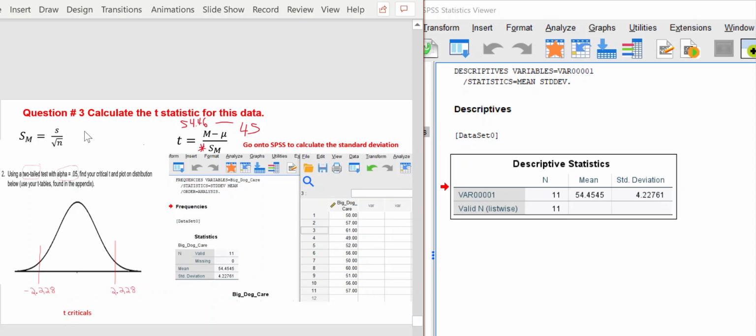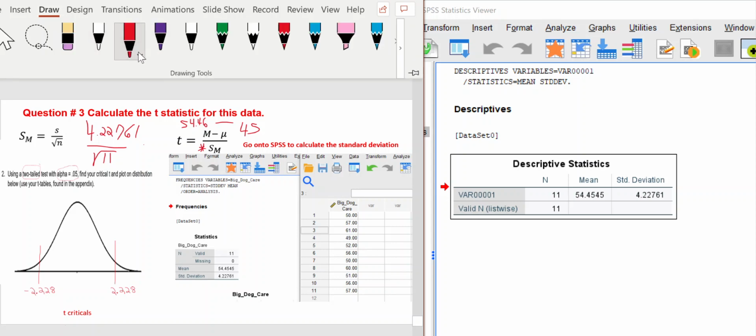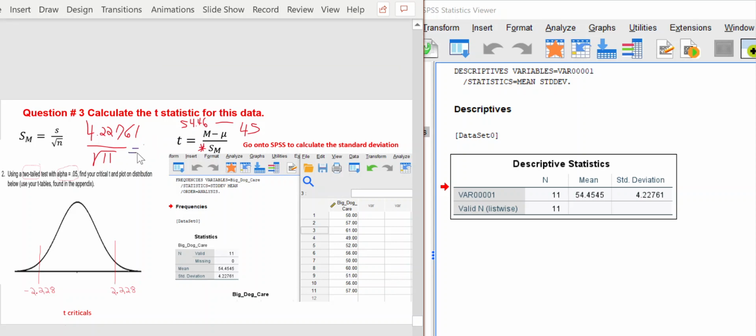Here is our standard deviation, 4.22761, divided by the square root of our sample size. We have 11 participants. If I use a calculator, this comes out to approximately 1.27. So now I have this value, and I'm going to put 1.27 here.